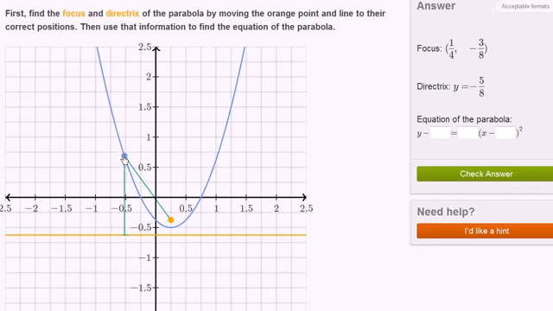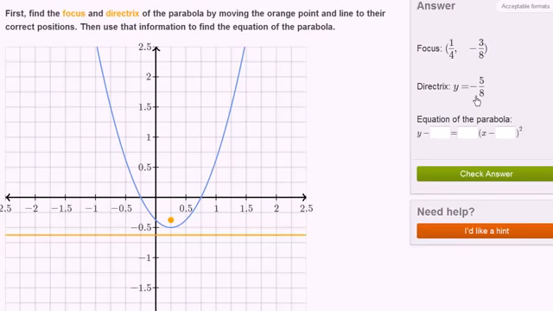Notice, now my parabola, these green lines show the distance to the focus and the distance to the directrix. And notice that they are always the same. So it looks like I got the right focus and the right directrix now. The focus is 1/4 comma negative 3/8, and the directrix is y equals negative 5/8.